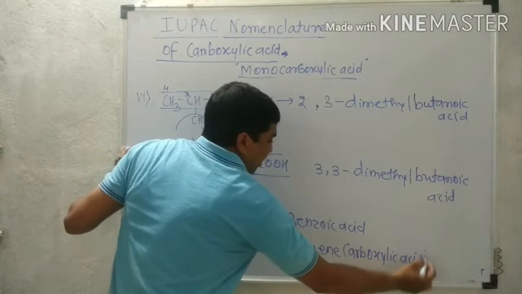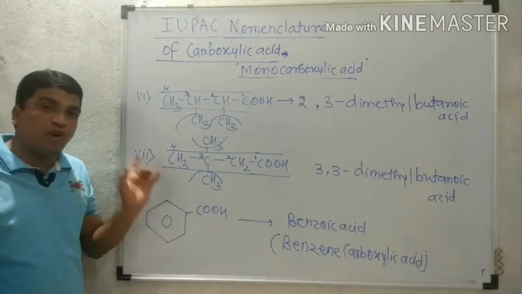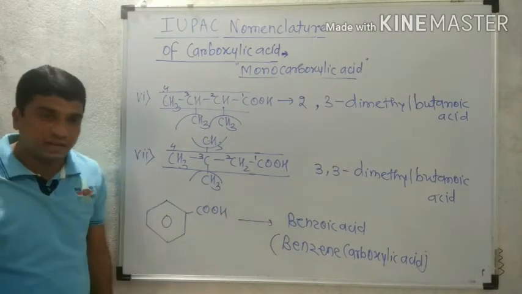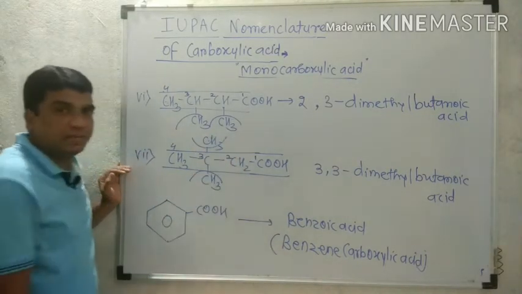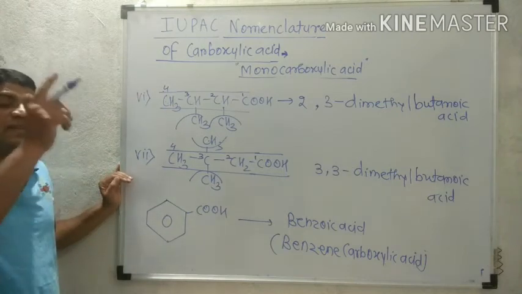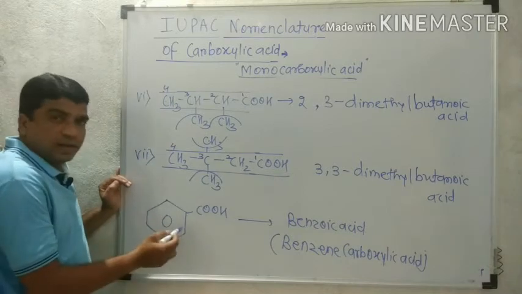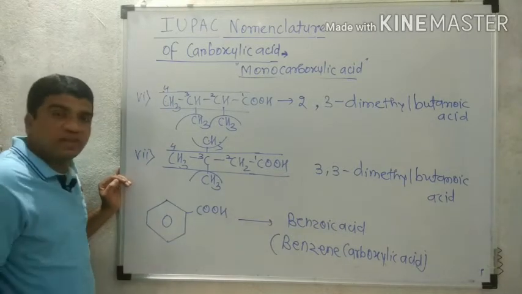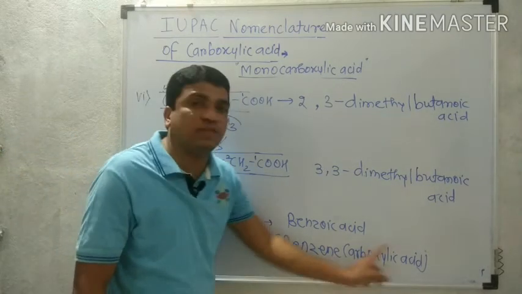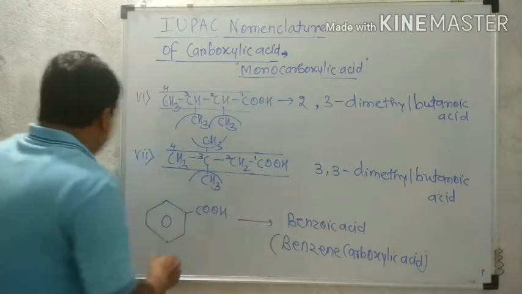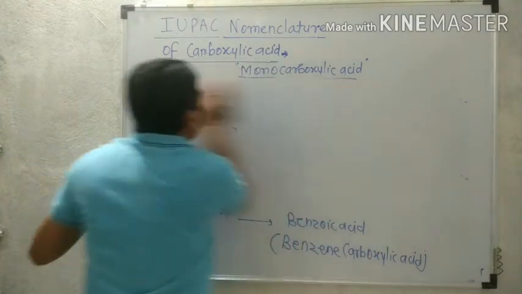It has two IUPAC names. This structure is also in the common name system, that is benzoic acid. This benzoic acid is a common name, and also an IUPAC name. But again, the second option for the IUPAC name is benzene carboxylic acid. This is the benzene, and COOH group is representing carboxylic acid. This is for benzene carboxylic acid. Now that is about benzoic acid, benzene carboxylic acid.